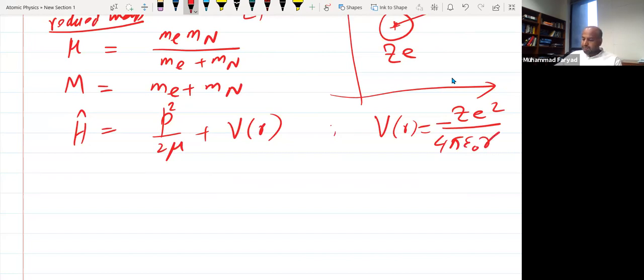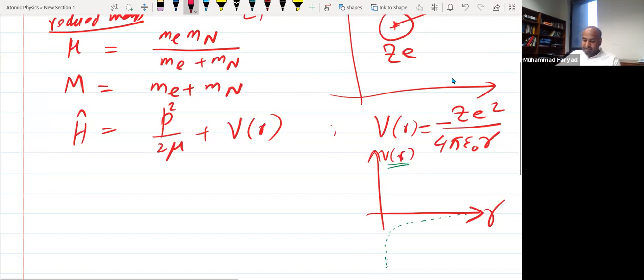So this is 1 over R dependence. If I want to plot this potential energy as a function of R, it is something like this. So it's negative near R equal to 0, and it goes up as R increases. Because of this negative sign, it starts from the bottom. This Z e square over 4 pi epsilon is a constant and the only dependence is 1 over R. Note that at R equal to 0, this potential goes to infinity. That's an artifact present in Coulomb's law, and that's something that we will have to contend with.